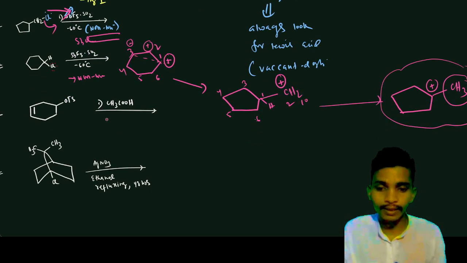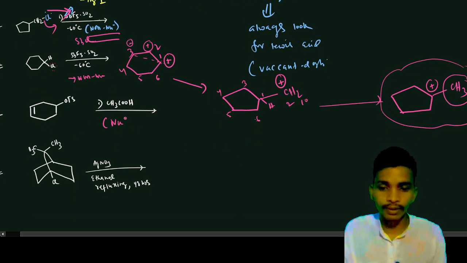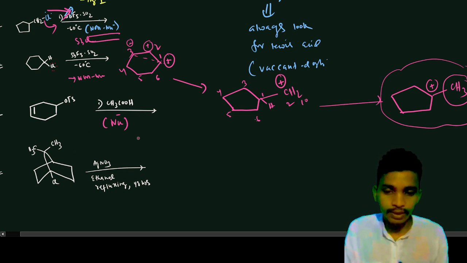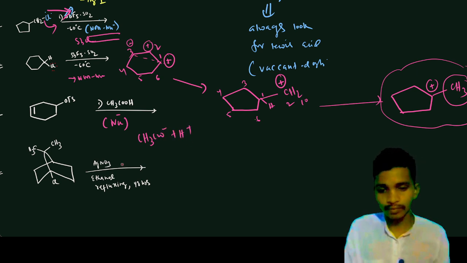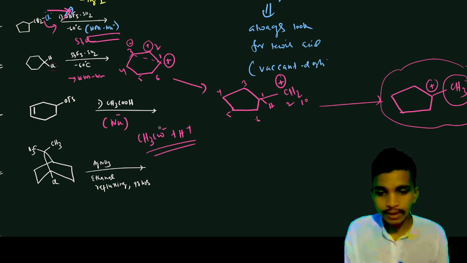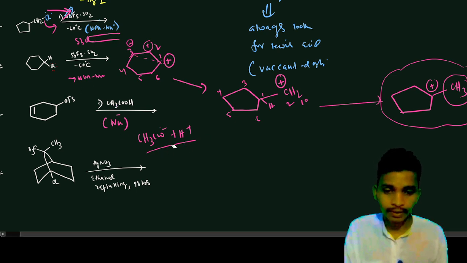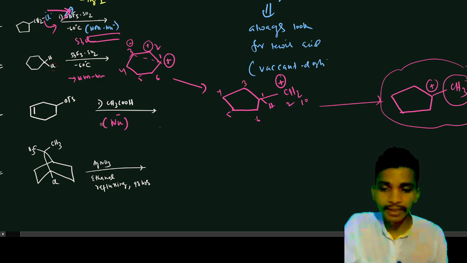Now what we see here is that the medium is nucleophilic, because CH3COOH exists as CH3COO minus plus H plus. This is the acid, as we have seen in ionic equilibrium, so it actually exists in this form. So this is the nucleophile. Since this is a nucleophilic medium, very rapid rearrangement will happen. This is the leaving group, so that is going to leave, like this.